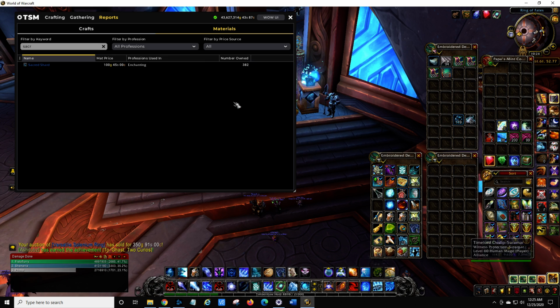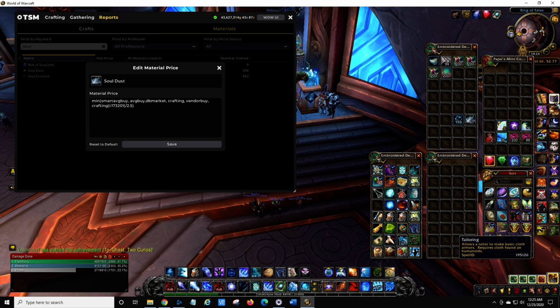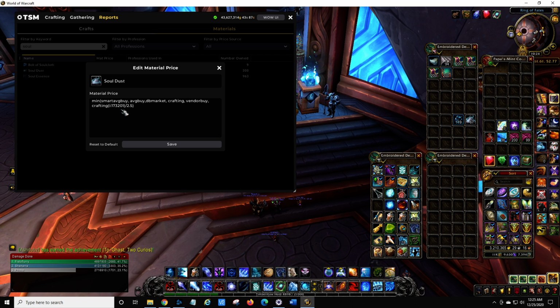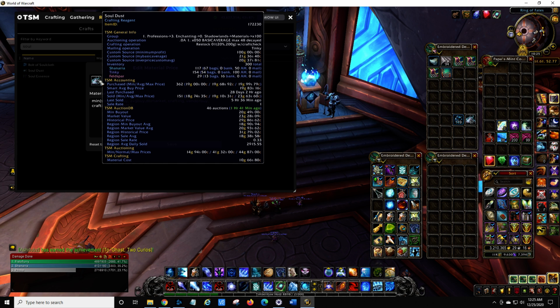So now on the soul dust, I do something a little bit different. Since I'm also a tailor, I can create the cloth bracers and then disenchant them. And so what this is taking into account is the cost of crafting the bracers and disenchanting them. I get about 2.5 soul dust on each one. So I'd rather use that number. That number is a little bit more likely to be what I'm going to be using if I'm getting soul dust out of these items.